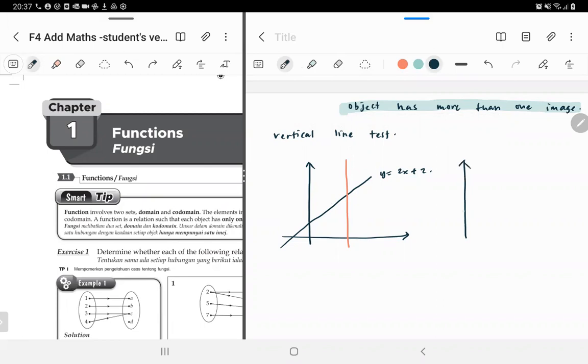What if I have a graph like this, a U-shaped graph? Try to guess whether it is a function or not. You use the vertical line test.